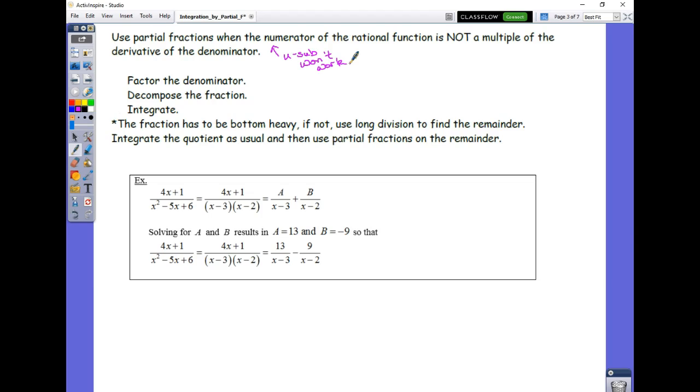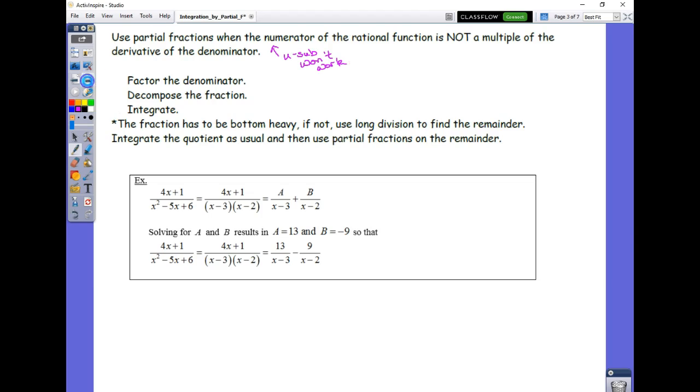Again, you'll notice that there is a note there. The fraction has to be bottom heavy. If not, use long division to find the remainder. If it is not bottom heavy, we're going to use that other version that we've talked about, where we divide the denominator into the numerator, come up with some basic terms, and then get a remainder that's easy to deal with.